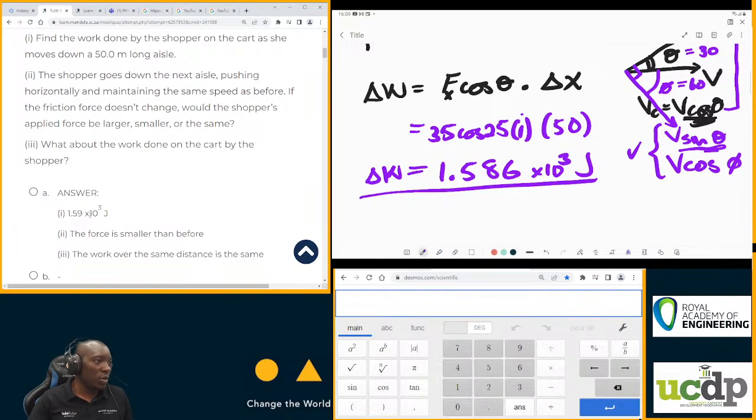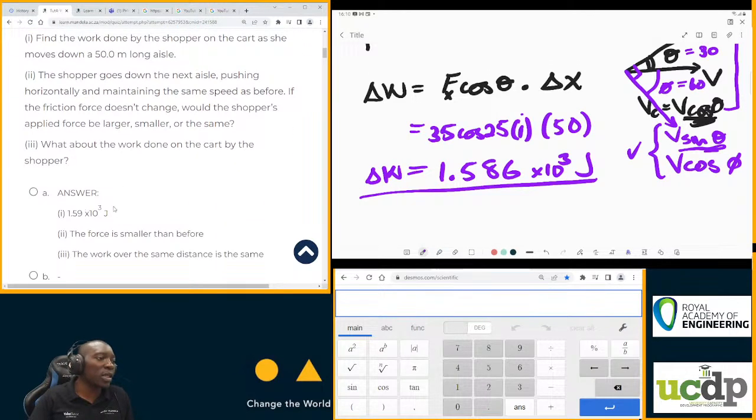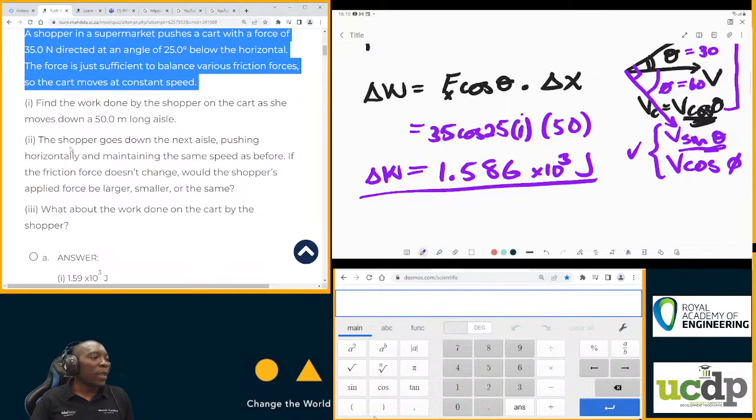In this case you have to look at significant figures again. This is to 3 significant figures. You can give your answer to 3 significant figures. That would be very correct. So 1.59 times 10 to the 3 joules. Okay. Then part 2 says the chopper goes down the next aisle, pushing horizontally and maintaining the same speed as before. If the friction force doesn't change, would the chopper's applied force be greater, smaller, or the same?